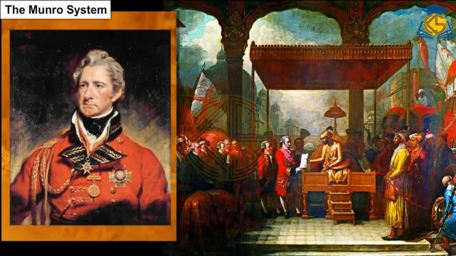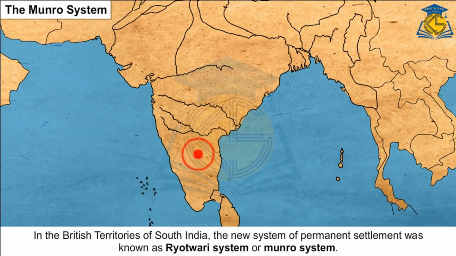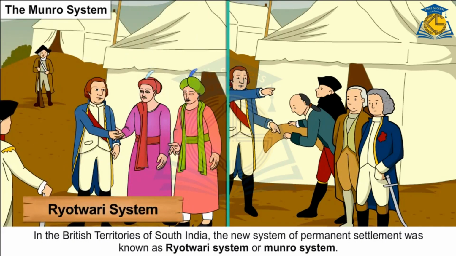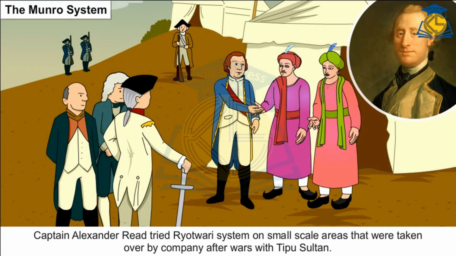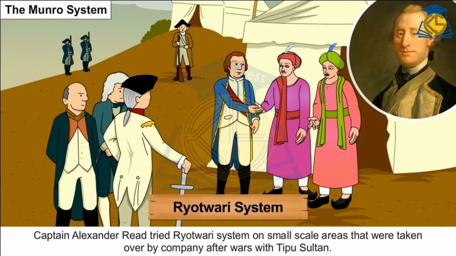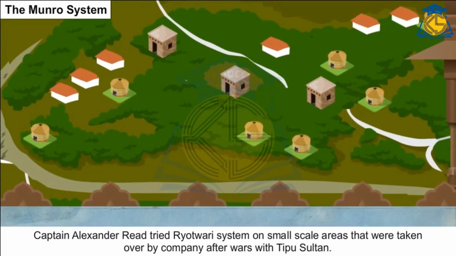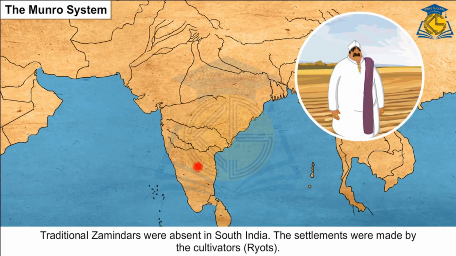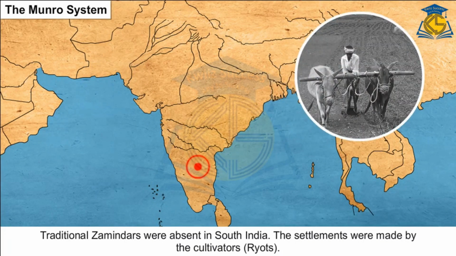The Monroe system. In the British territories of South India, the new system of permanent settlement was known as the Ryotwari system or Monroe system. Captain Alexander Read tried the Ryotwari system on small-scale areas that were taken over by the company after wars with Tipu Sultan. Traditional zamindars were absent in South India. The settlements were made by the cultivators, the ryots.